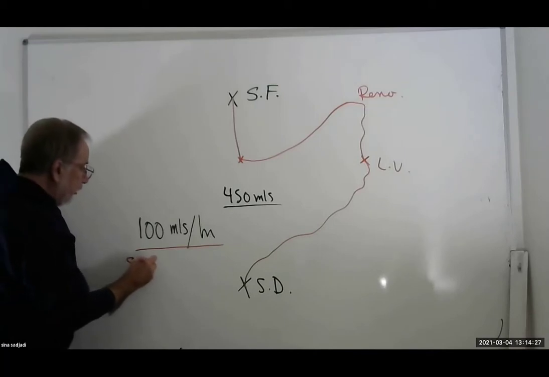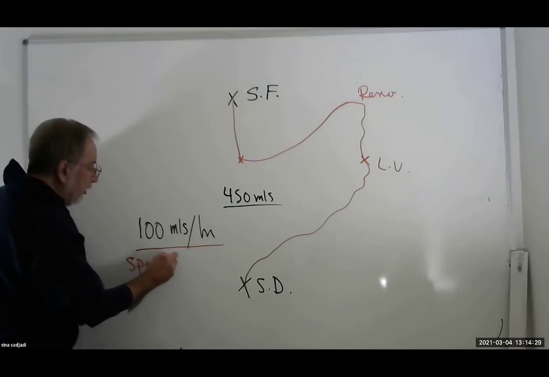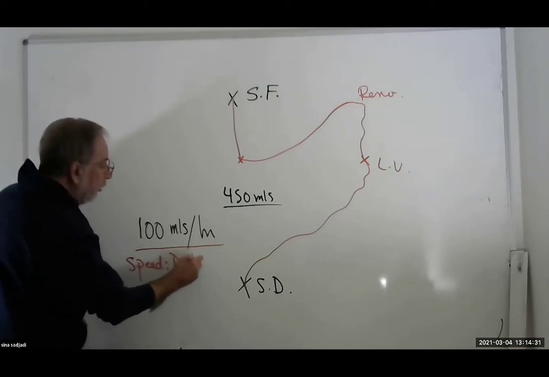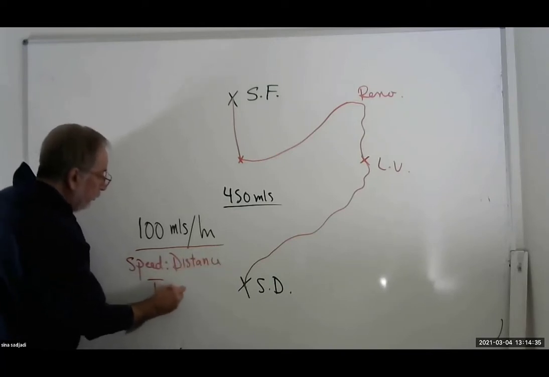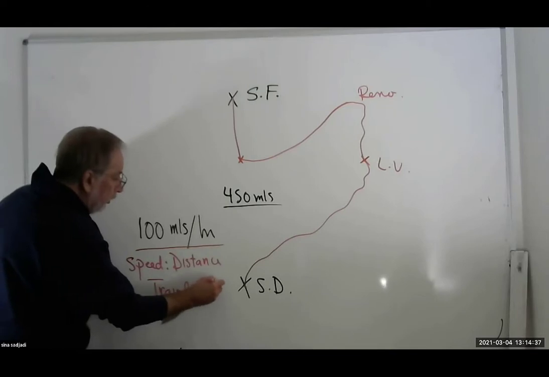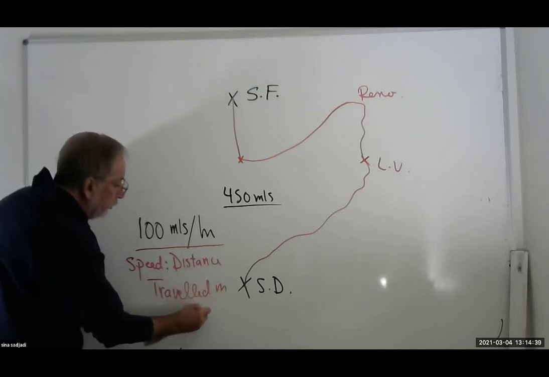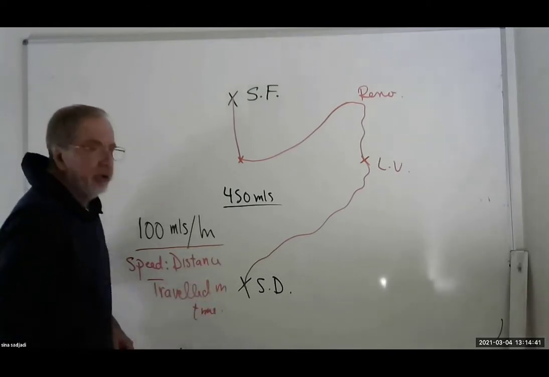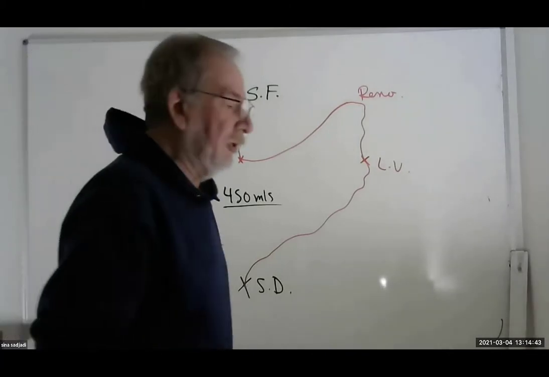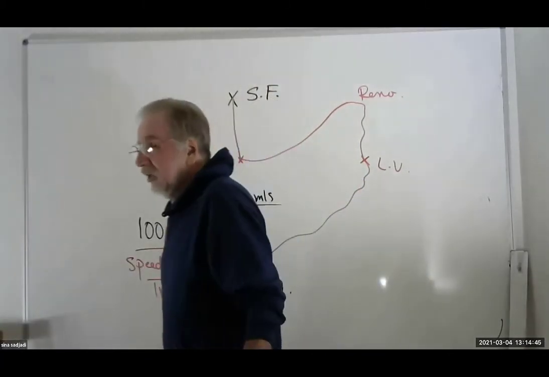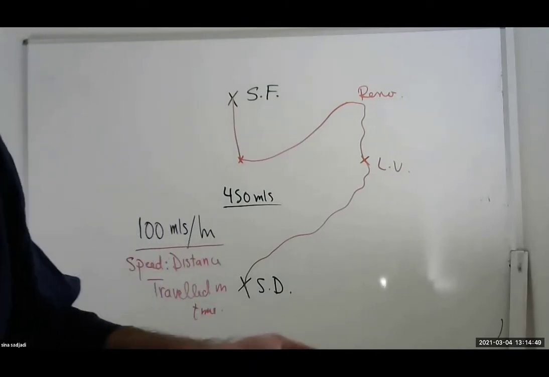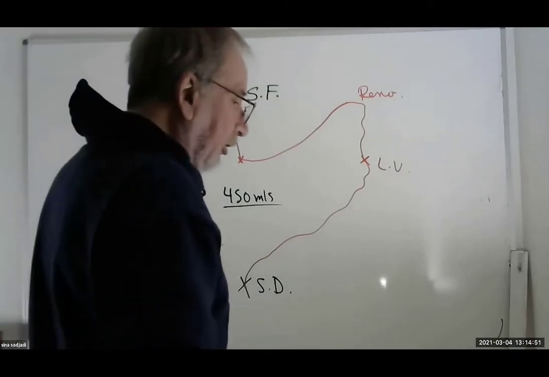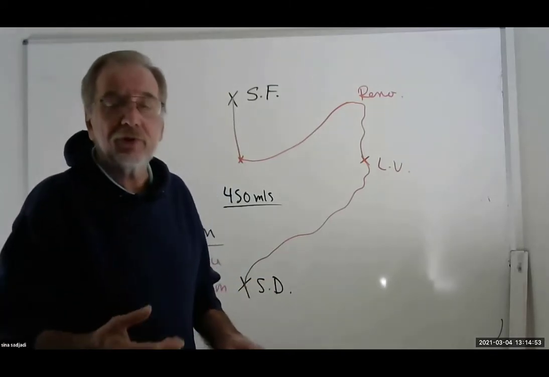So speed is the distance traveled in time. That means I can go around and around, like I can go around like this. I'm not going anywhere. Maybe I'm going 100 miles an hour, and maybe I want to go to the store, but at this rate, I'll never get to the store because I'm going in circles.